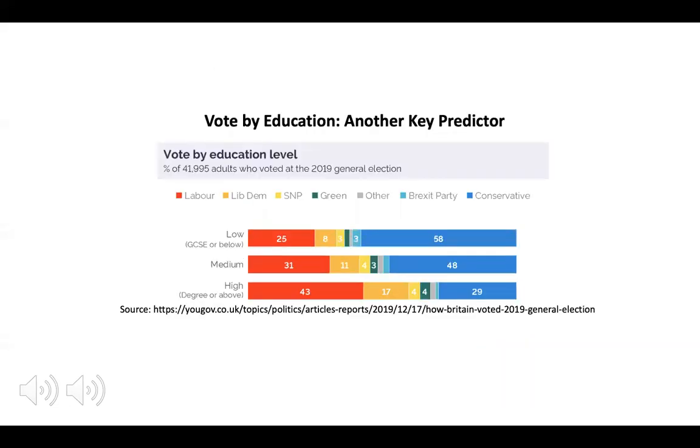After looking at age and gender, we can look at educational background. Educational background is another key predictor or indicator for party voting. We can see that voters with a lower education background tended to vote more for the Conservative Party, and those with higher education, such as an undergraduate degree, tended to vote more for the Labour Party.